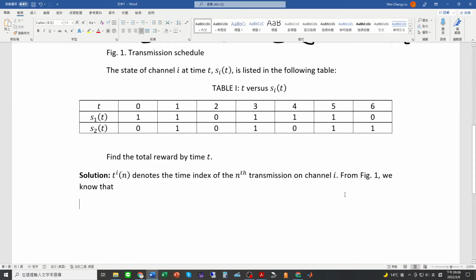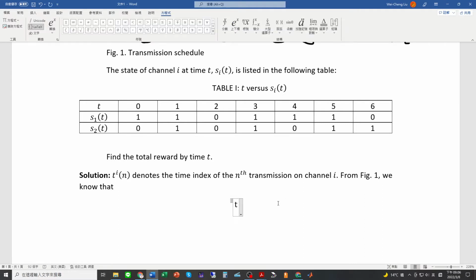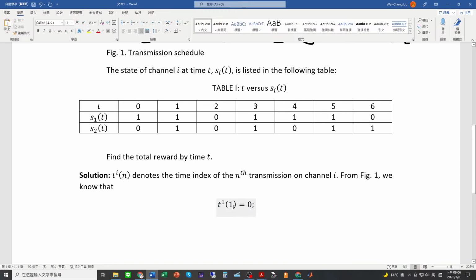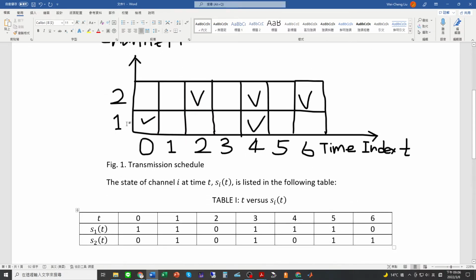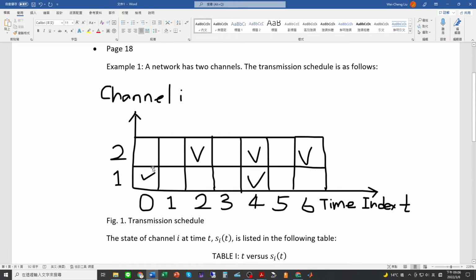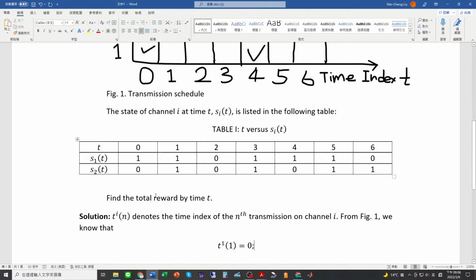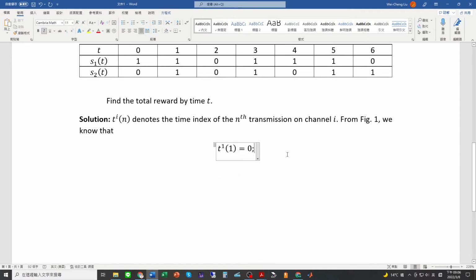From figure 1 we know that T1 of 1 is equal to 0. Why? Because T1 of 1 denotes the time index of the first transmission on channel 1. So on channel 1, the first transmission has time index 0. So T1 of 1 is equal to 0.